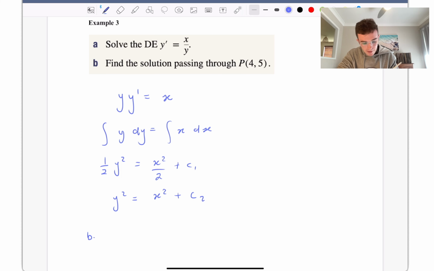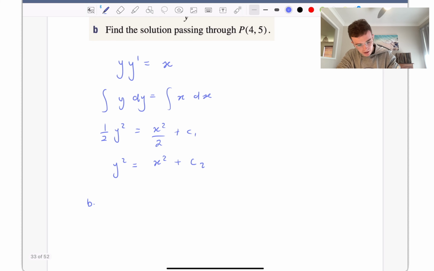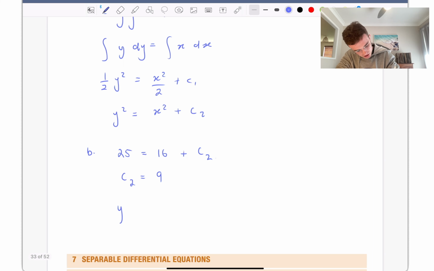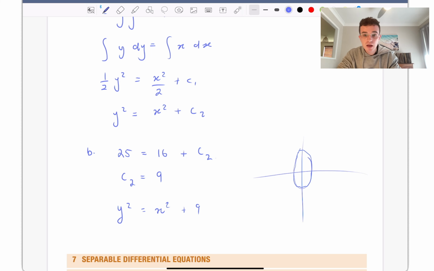Part B, find the solution passing through 4, 5. So 4, 5, well, we're going to say 25 is equal to 16 plus that second constant, which means the constant is equal to 9. So therefore, a particular solution is y squared is equal to x squared plus 9. Now, I guess if you wanted to, you could express it. I think that's some sort of ellipse, this equation, y squared minus x squared equals 9. I think it's an ellipse. That might look like that type of equation. But we don't need to know that.